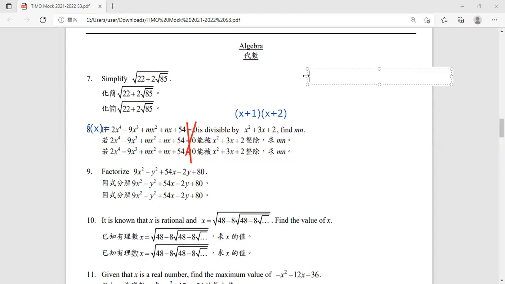We can use the factor theorem, the special case. Now, for f(x) divisible by this one, I can say that f(-1) and f(-2) are 0. So I put x equal to -1 and x equal to -2.